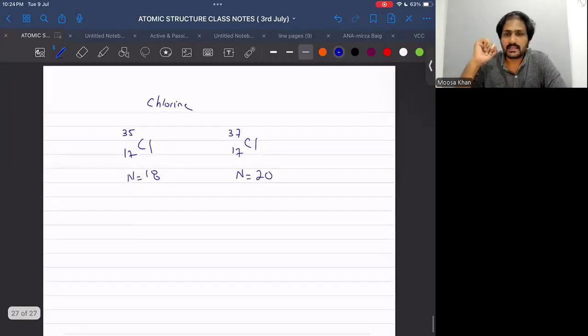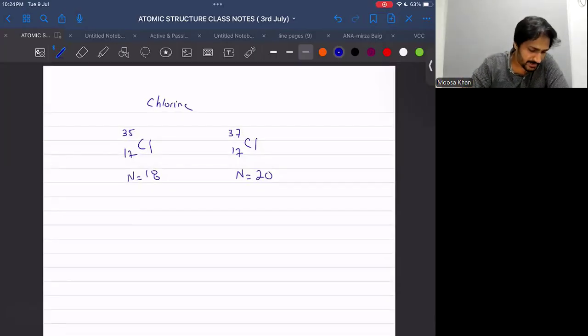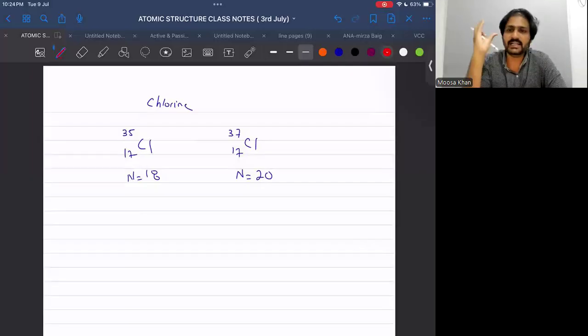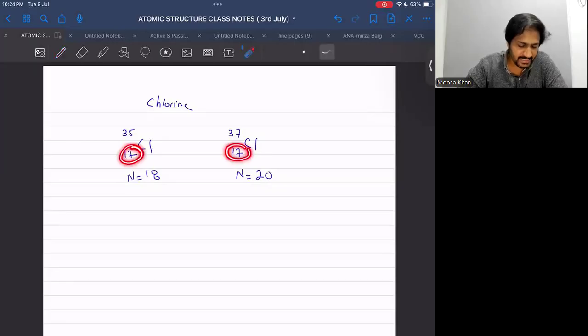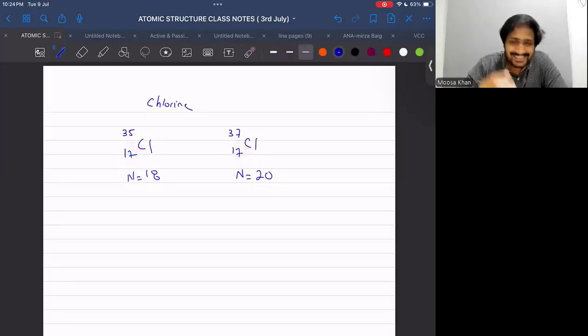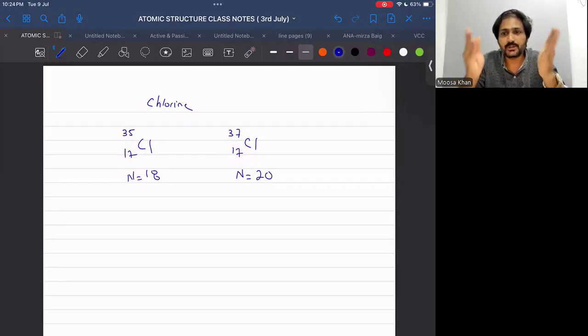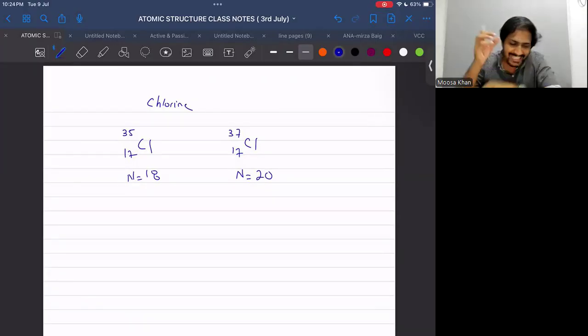Now look at the periodic table. A chlorine element has to be represented by one chlorine atom, right? Both have atomic number 17. Now which of these isotopes should be kept in the periodic table in order to represent a chlorine element? Yes Abdullah, he is coming to that. You tell me Abdullah, which chlorine isotope should I keep in the periodic table in order to represent the chlorine element?